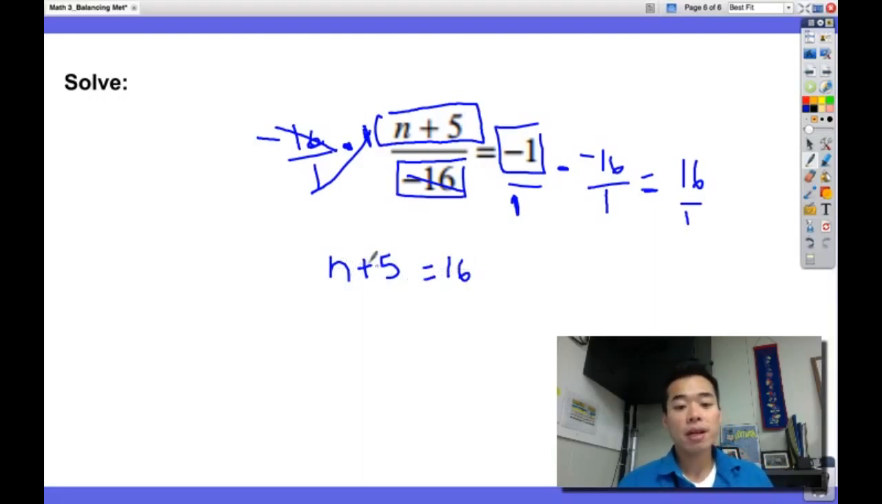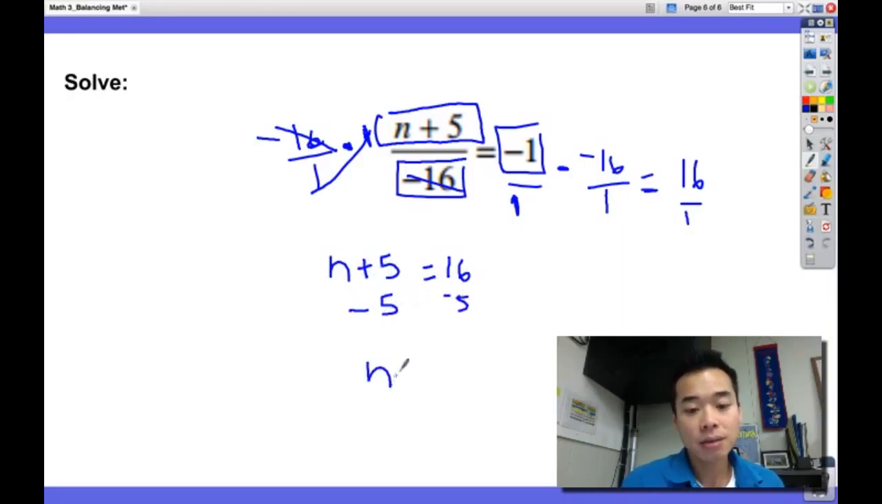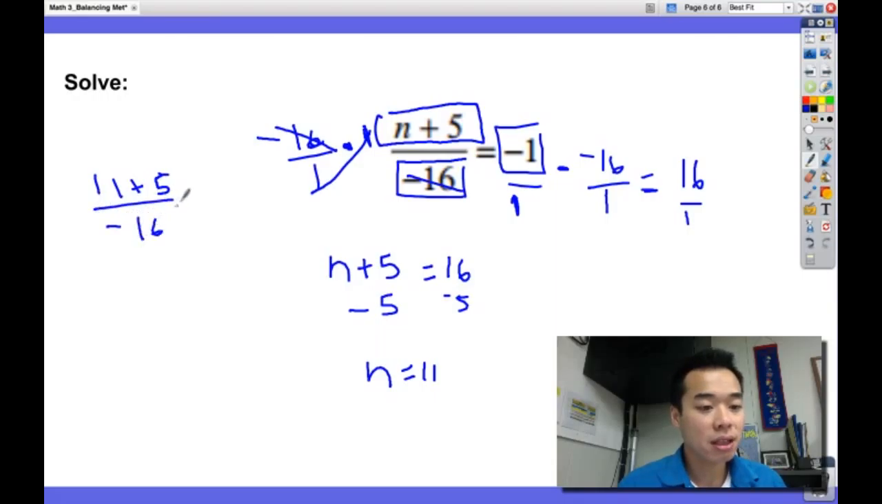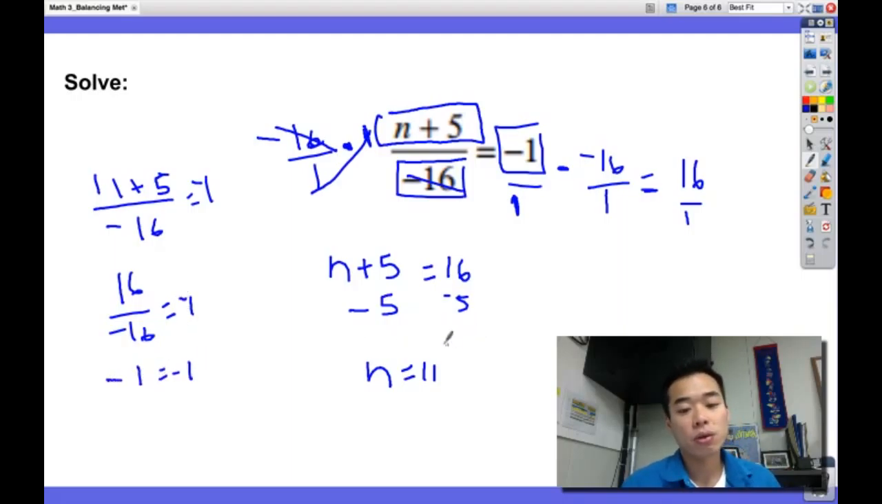And then from here, you ask yourself, what is the inverse of adding 5? Well, that's going to be minus 5. And n will equal 11. Make sure you double check your work. 11 plus 5 over negative 16 is equal to negative 1. I know that 16 over negative 16 does equal negative 1. Negative 1 equals negative 1, and that's our goal. So our final answer is n is equal to 11.